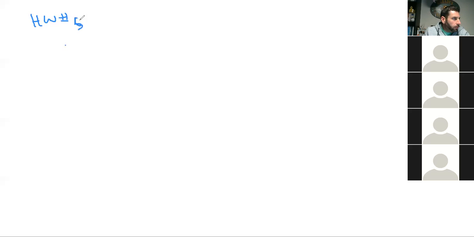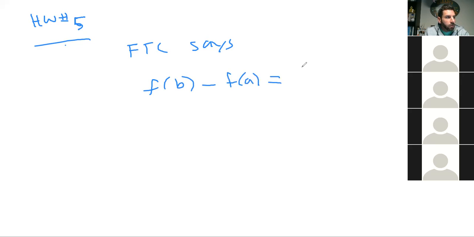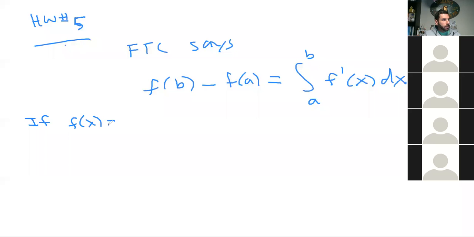So here's what you need to note. The FTC says that f of b minus f of a equals the integral from a to b of f prime of x dx. That's what the FTC says, right? So if we pick the appropriate f, that is, if we pick f of x to be the log of x, and we pick b to be 5 and a to be 1, now you're going to say, why not 0? Well, the log of 0 doesn't exist.